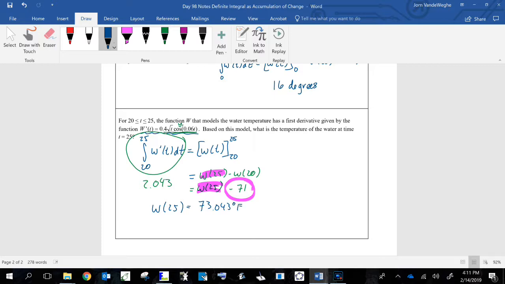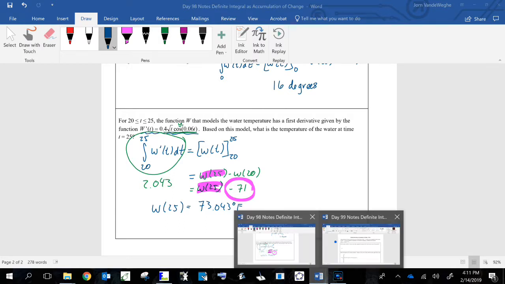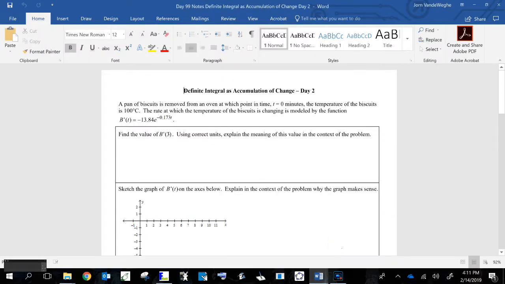Okay, that concludes those notes. Let's look at the other notes and see if there's anything particularly tricky on here that we need to discuss. So these are the notes that would be going on tomorrow if we had school.